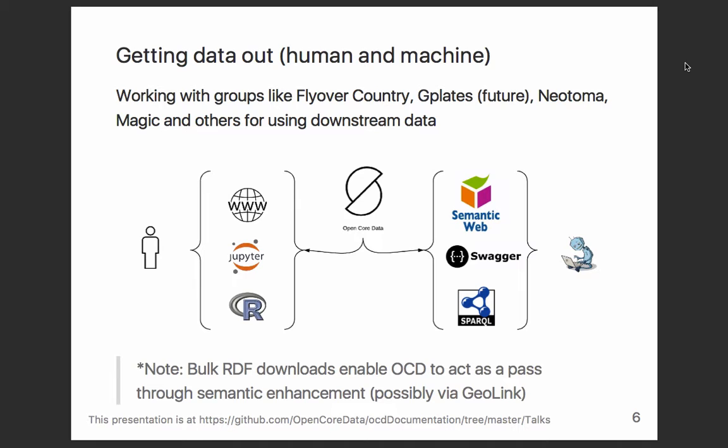Additionally, we're working with groups like Flyover Country and GPlates and others to really kind of get an understanding of how those applications can best utilize this information. What are the routes to getting the information to them as a mechanism of further refining this wide array of vectors into the open core data holdings.